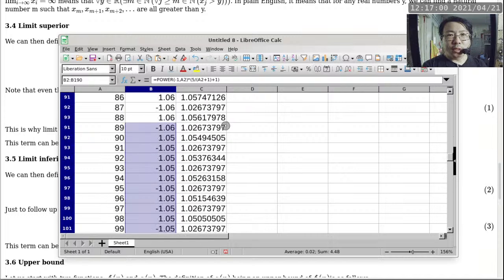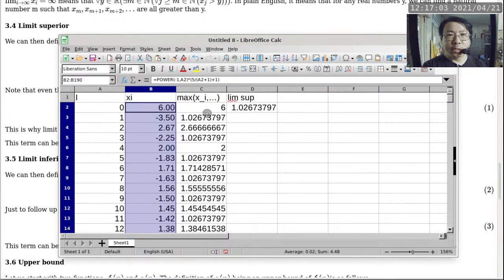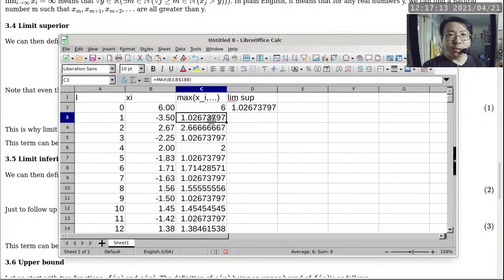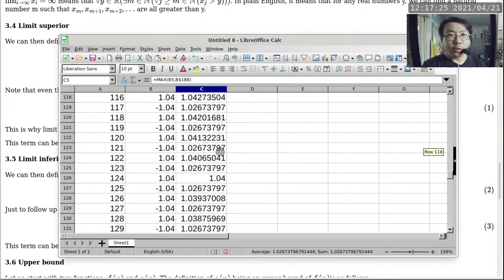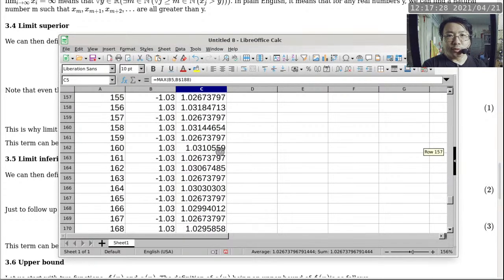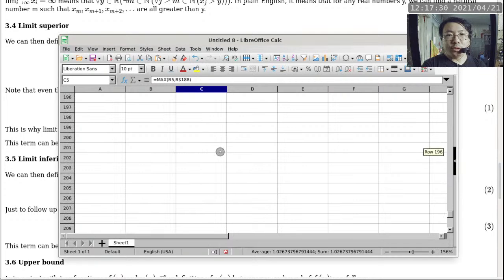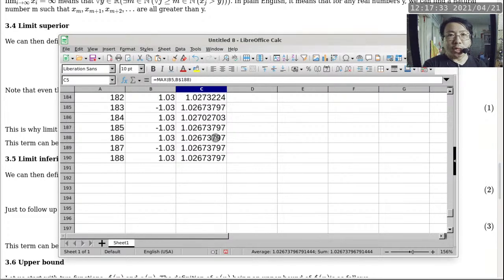But we can also see, when we take the maximum of the sequence starting with index 0, starting with index 1, starting with index 2, we have 6, and then we have 1.0267, and then we have 2.66, then we have 1.027, and so on. So we can see how column C is starting to converge. Okay, I'm going to use the word converge very loosely, but it's starting to converge. It's not oscillating as much as before anymore by the time we get here.